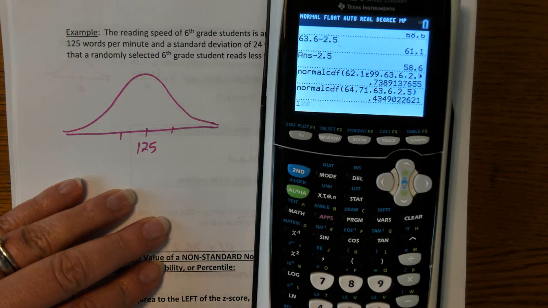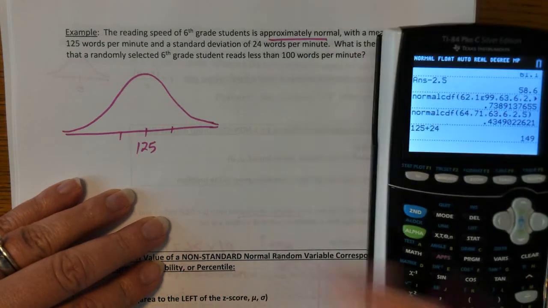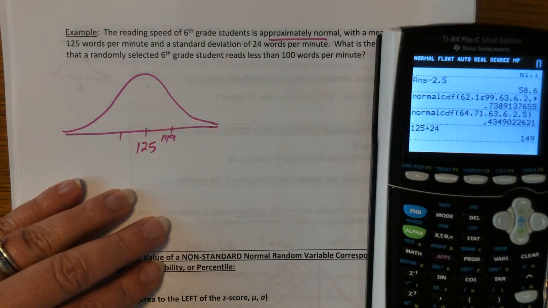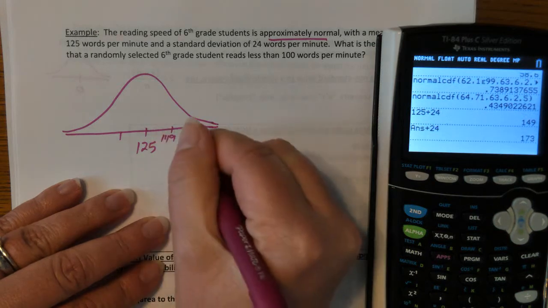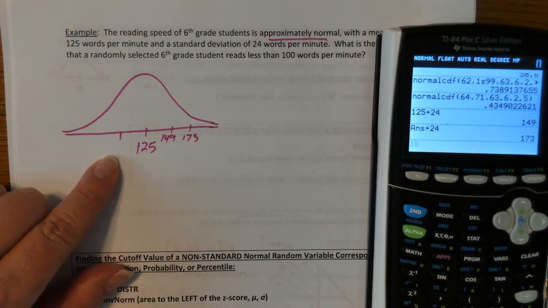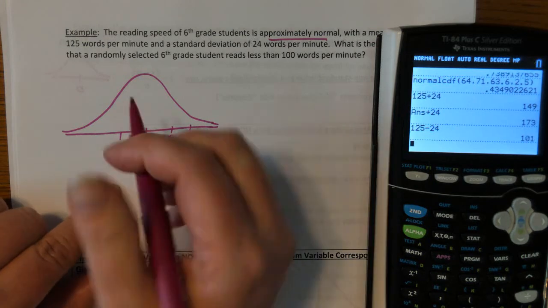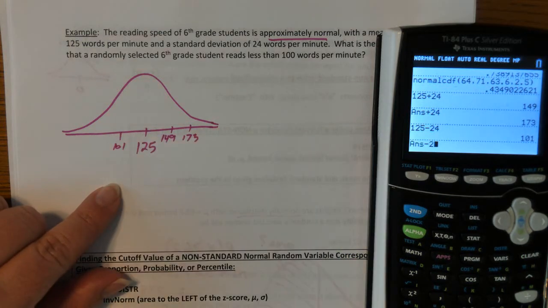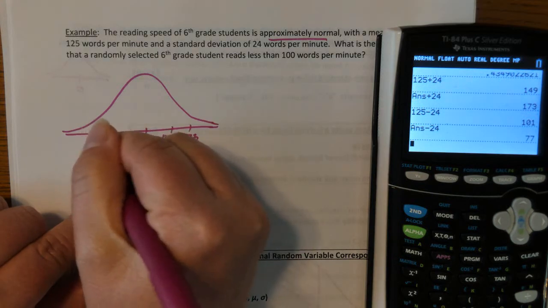That means we can count by 24s. 125 plus 24 is 149. We could keep counting by 24s. Or I could subtract by 24s. 125 minus 24 is 101. I could subtract another 24. I'm at 77, and so on.